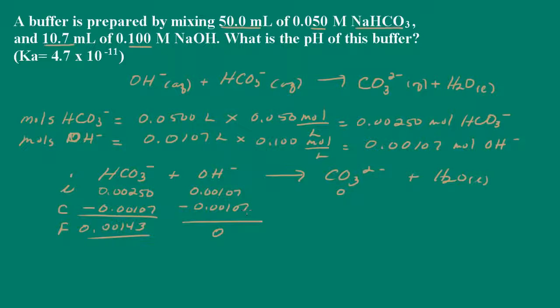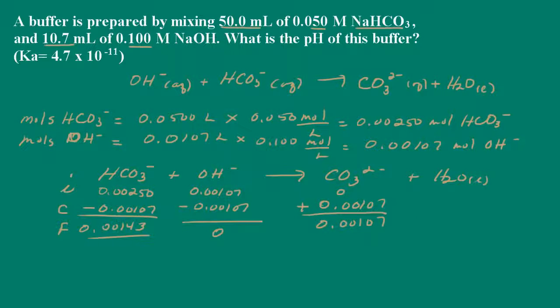And remember, as the base, the hydroxide ion, reacts with the bicarbonate ion, then we're going to have this much, 0.00107 moles of carbonate ion produced. Okay, so now we have all we need to find the pH of the solution.